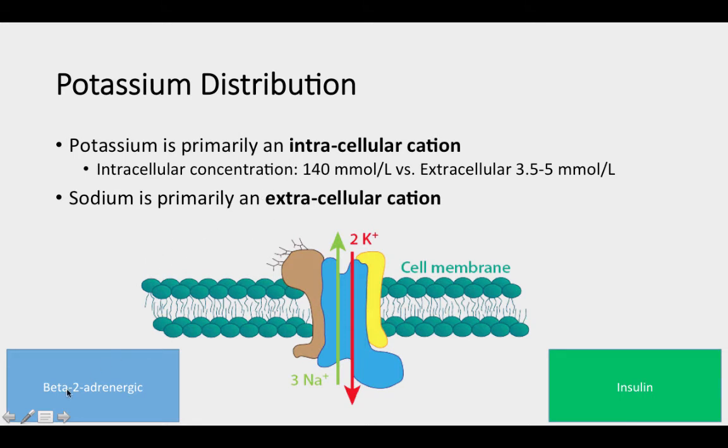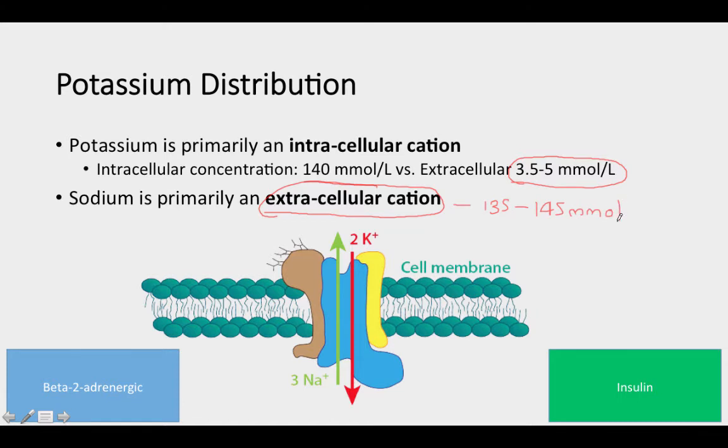Potassium is primarily an intracellular cation, and its intracellular concentration, which we never really measure, is around 140 millimoles. Extracellularly, this is the reading we're used to seeing. It's around 3.5 to 5 millimoles in the serum. And we can always think of sodium and potassium as opposites in the sense that sodium is an extracellular cation. Its serum concentration is between 135 and 145 millimoles normally.